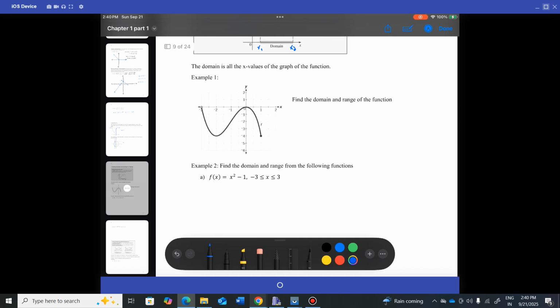In this example, we're going to find the domain and range. Our x goes from -3 to 1. Okay, so -3 to 1 on the x-axis, so from here to here. Okay, now is -3 and 1 included? Well, 1 is, that point is dark, so we put a bracket. -3 is not, so we put a parenthesis. Okay, that's the domain.